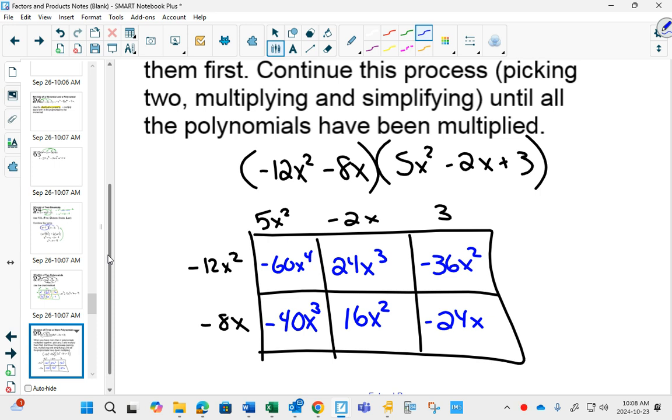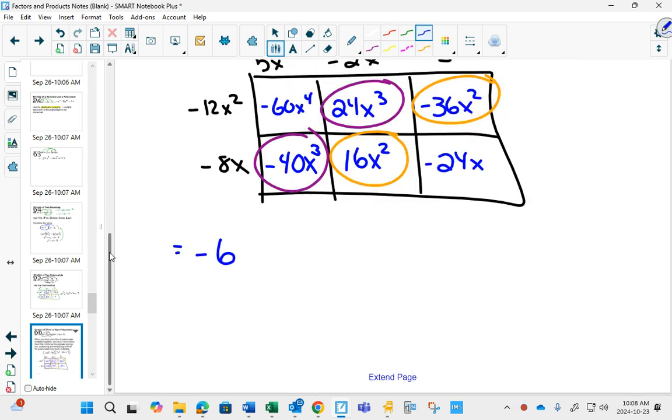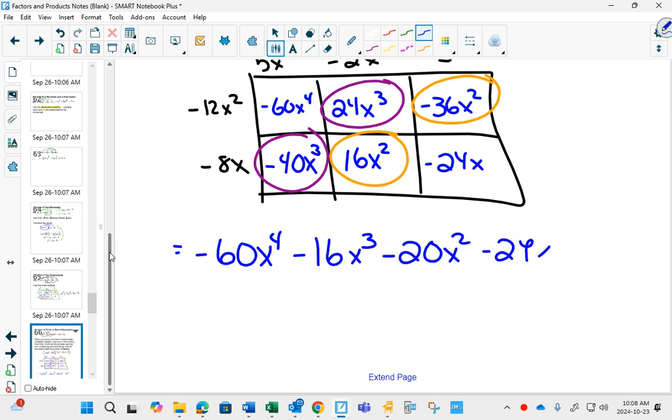So to fill in all of those squares, you're just multiplying. It's like a multiplication chart. Now, do I have any like terms? Yes, I do. These are alike. These are alike. So when I go to write the final answer, negative 60x to the 4, this plus this will give me negative 16x cubed, this plus this, negative 20x squared, and minus 24x.